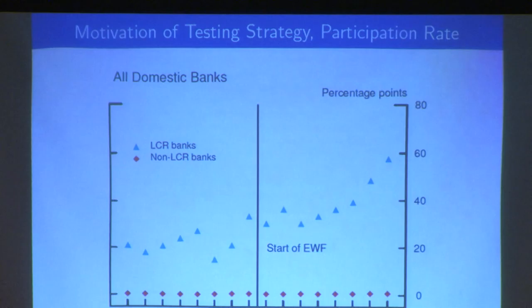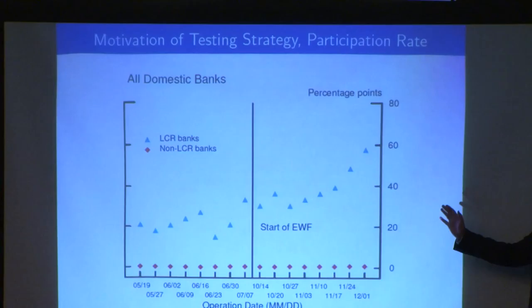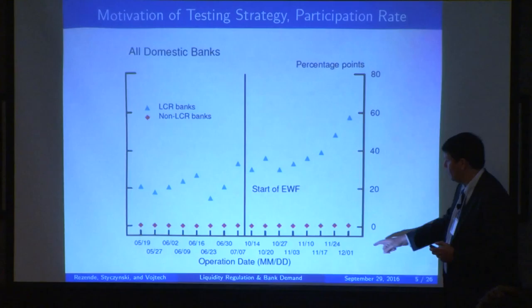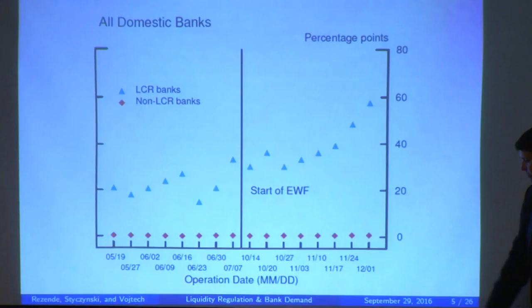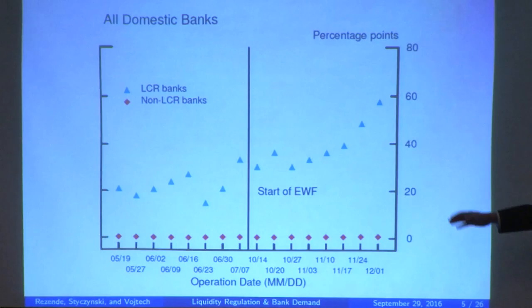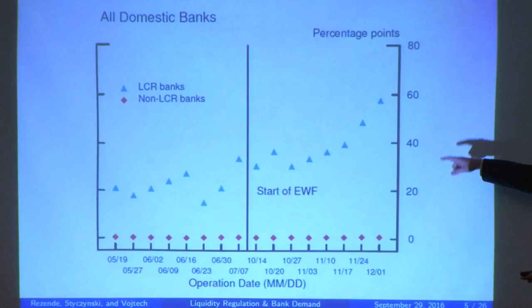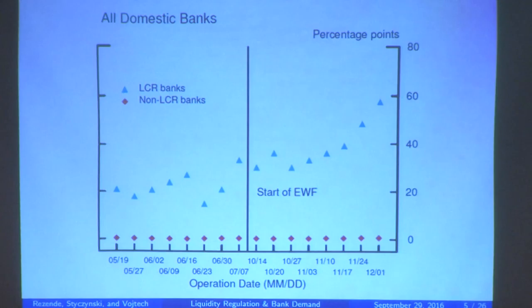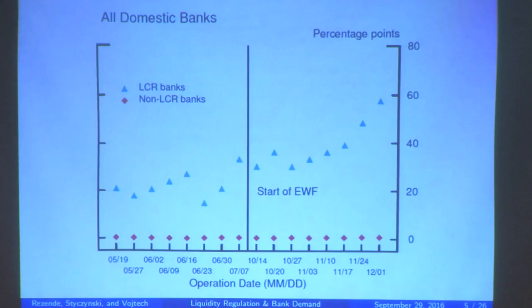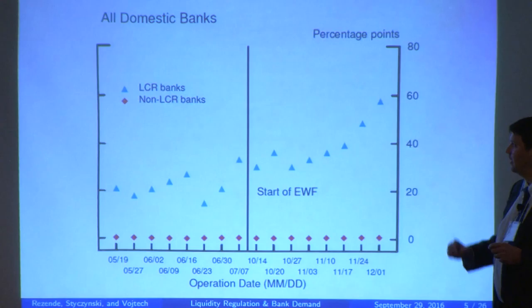So I'm going to spend some time with this chart. This chart is the paper in a nutshell. If you understand the chart, you will get everything that we have to offer in our paper. Here in the horizontal axis, we have time. The sample starts in May of 2014, ends in December of 2014. And each observation here is an operation of the term deposit facility. We have 8 operations before the introduction of this early withdrawal feature and 8 operations after. And in the vertical axis, we have the participation rate of banks. This is simply the fraction of banks that submitted a tender for these deposits in each operation. And we divided banks into groups: the banks subject to the LCR, which are the blue triangles, and the banks not subject to the LCR, which are the red triangles.